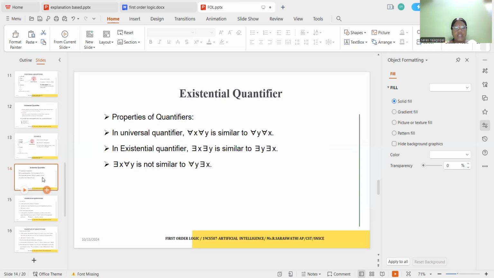Existential quantifier. There are some properties of a quantifier. For example, for all x, for all y is similar to for all y, for all x. In existential, there exists x, there exists y is similar to there exists y and there exists x. Both the universal variables and existential variables have a commutative property. But a universal and an existential cannot be reversed for each other.